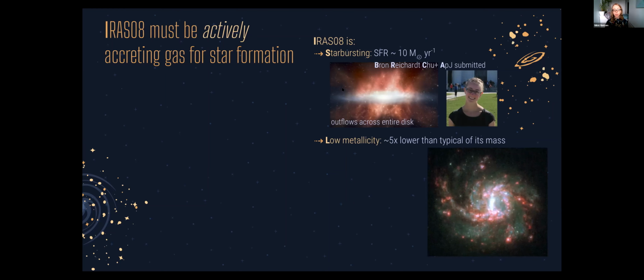So it's intensely starbursting, and we know that RS-08 is a low metallicity galaxy. It has a metallicity that's about 5 times lower than is typical for galaxies of its mass. And so this suggests that it's actively accreting metal poor gas, both for its star formation and to dilute the ISM metallicity.